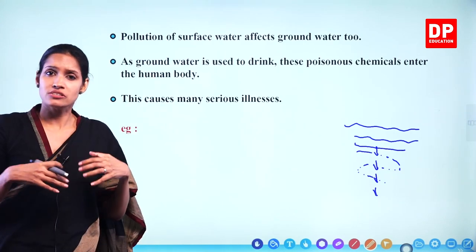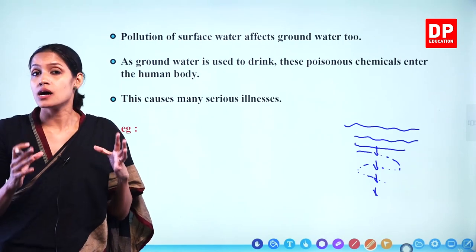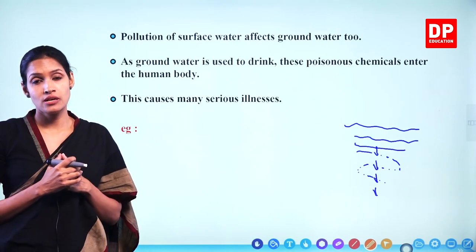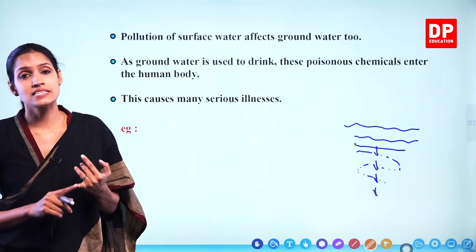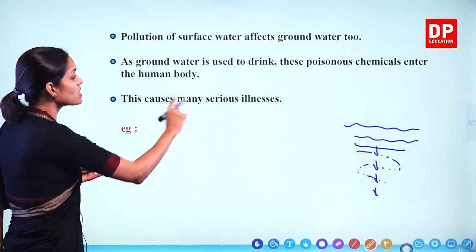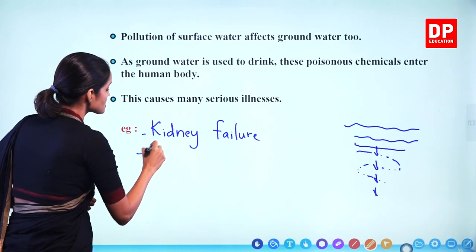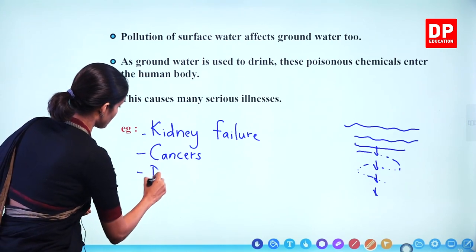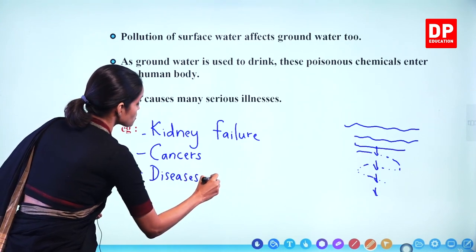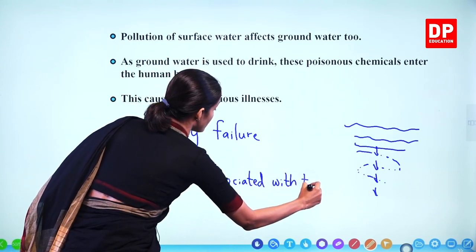These types of diseases will not arise during a short period of time. But if we keep on drinking this type of water for a long period, these harmful poisonous substances will get accumulated in your body and you will get different types of diseases. What are these diseases? Like kidney diseases, cancers. Understand? So we will write, this causes many serious illnesses like kidney failure, cancers, and sometimes diseases associated with the digestive system.